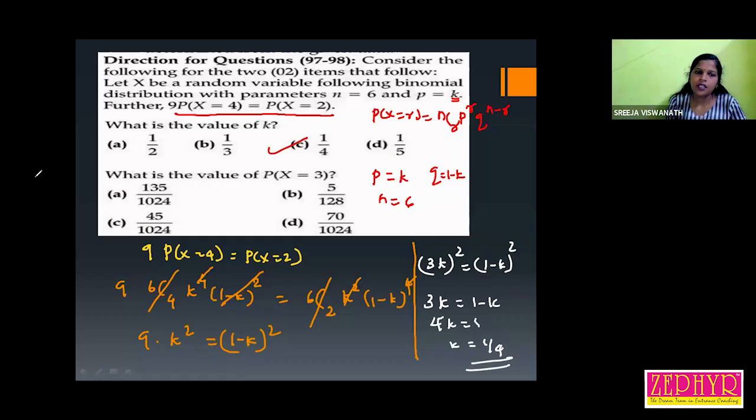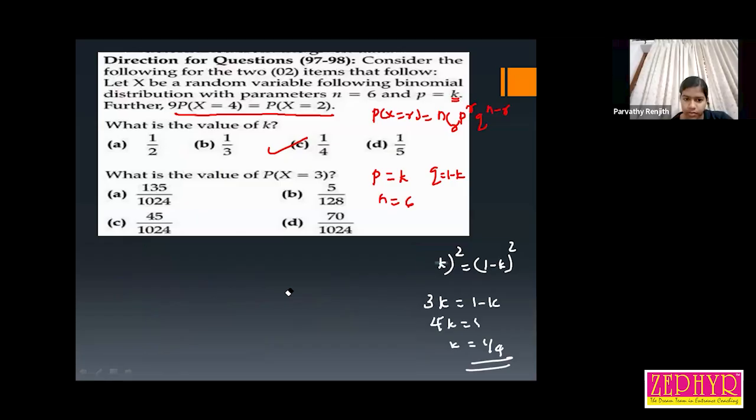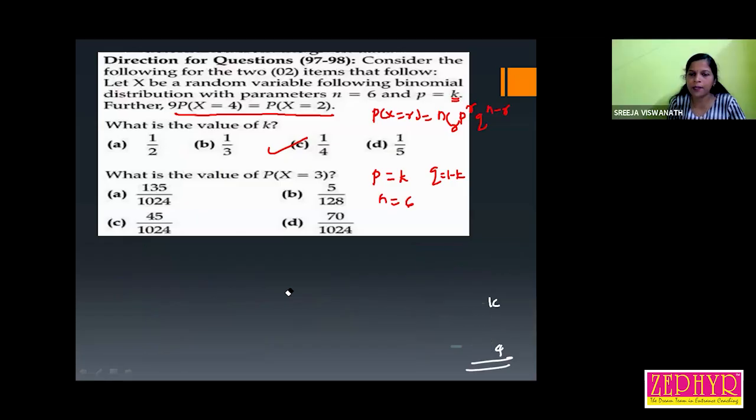Now the next question. What is the value of P of x equal to 3? Now we know the value of P and Q. P is K, so P is 1 by 4. You can use P as 1 by 4. Now what is Q? If P is 1 by 4, then Q is 3 by 4. Use the values and find P of x equal to 3. P as 1 by 4, Q as 3 by 4.